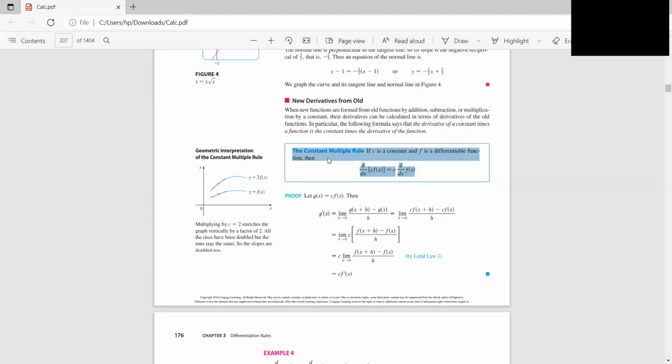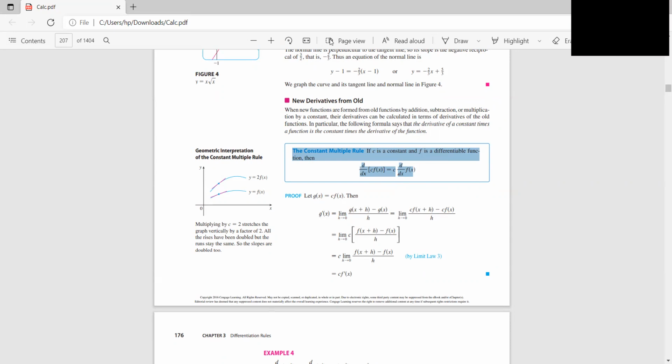Now the third rule is the constant multiple rule, and this is the rule that we will be using to calculate the differentiation of any function multiplied with a constant. So c is a constant term and f of x is a function. c can be any constant term, 1, 2, 3, 4, 5, and f of x can be x squared, x cubed, any function in terms of x. So what we'll be doing is taking whatever the constant term is outside, and taking the derivative of the function only. Let's understand this rule.